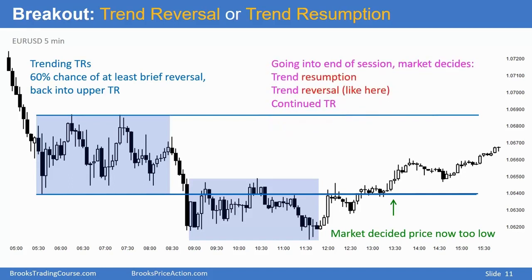And this is common. At the end of the session, the market decides, will the bear trend resume? Will it reverse like it did here? Or will it simply continue sideways into the end of the day? You can see videos on trading ranges and trading the end of the day for more information about what takes place at the end of the session.